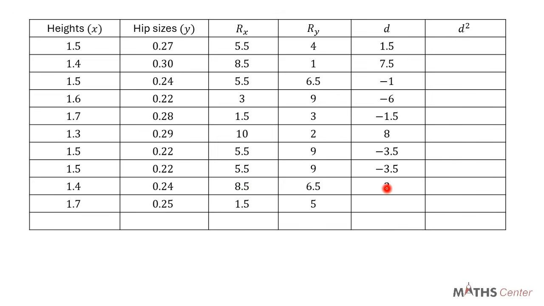8.5 minus 6.5 gives us 2. 1.5 minus 5 gives us negative 3.5. For the d squared values, you square the d values here. 1.5 squared is 2.25. 7.5 squared is 56.25. Negative 1 squared is 1.